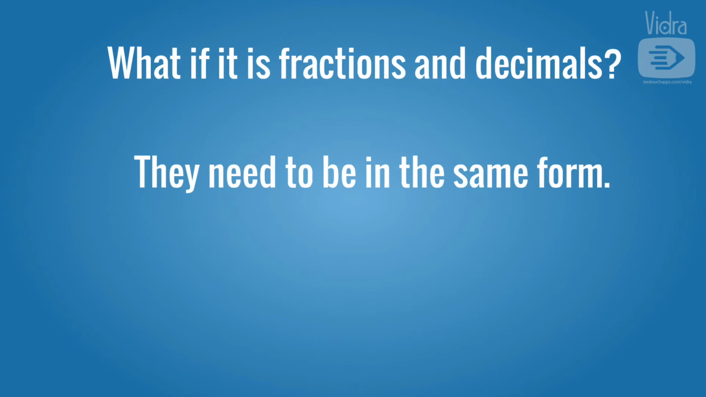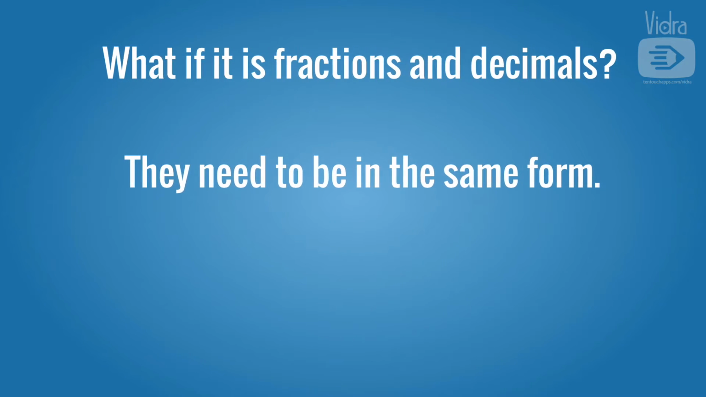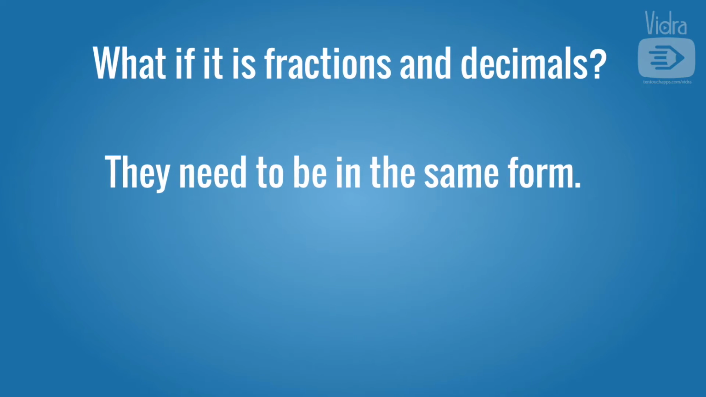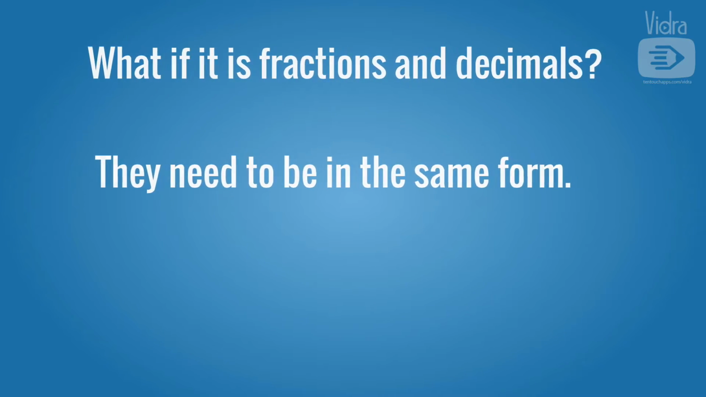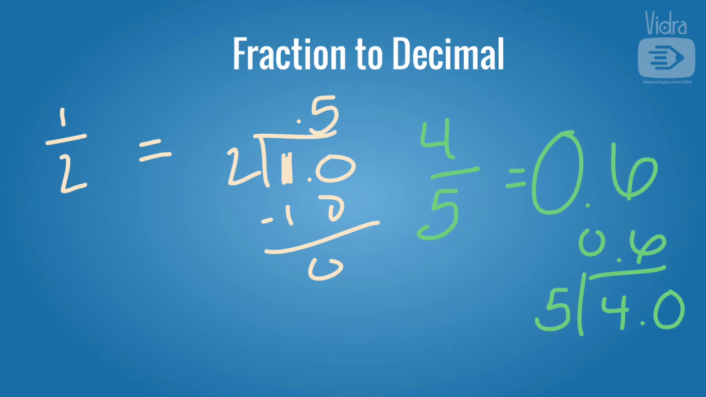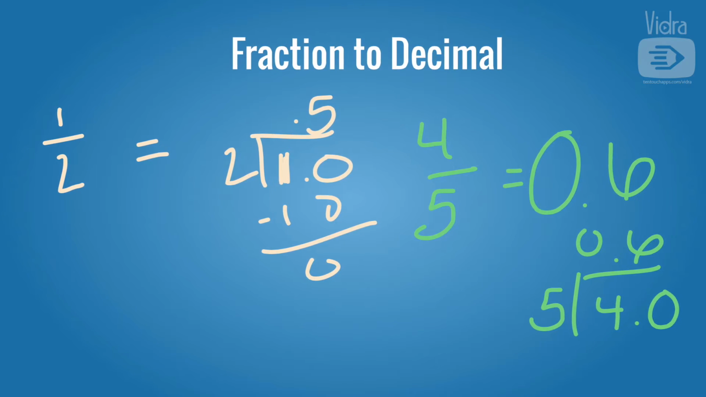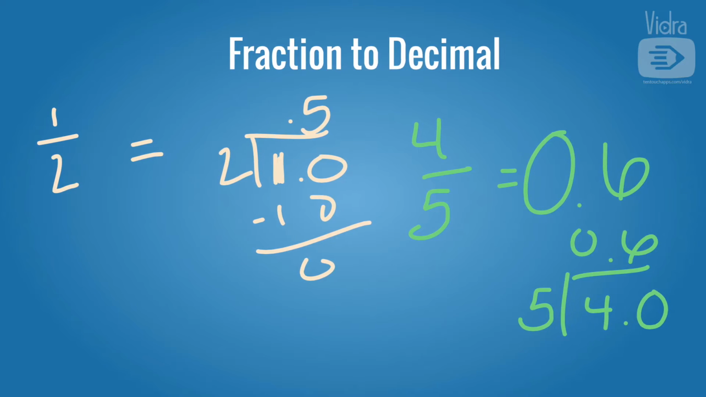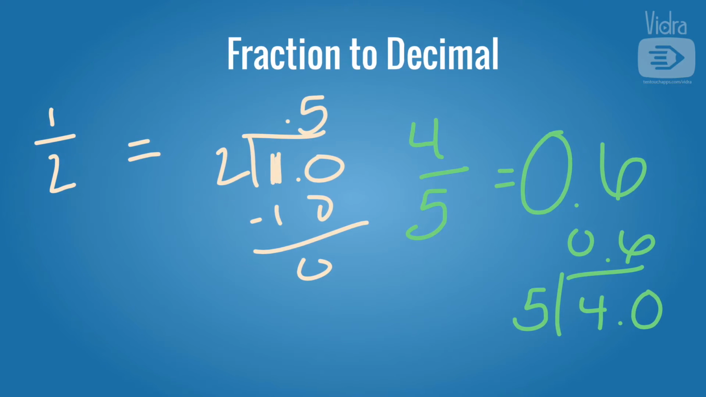Earlier in the year, we learned how to convert fractions into decimals and decimals into fractions. When I'm comparing rational numbers, I find it's much easier if they're all in the same form. So when I'm looking to go from a fraction to a decimal, these are just division problems. 1/2 would be equivalent to 1 divided by 2.